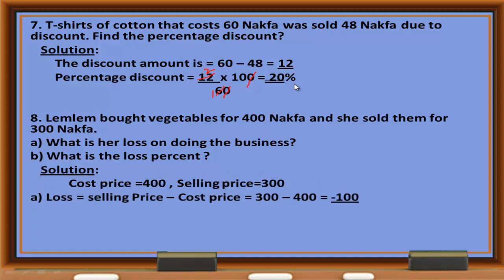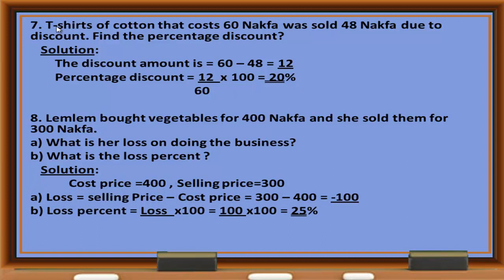Now A. Loss is equal to selling price minus cost price. That is 300 minus 400. That is negative 100. The negative indicates the loss. B. Loss percent is equal to loss over cost times 100, is equal to 100 over 400 times 100. That is 25%. She lost 25%.